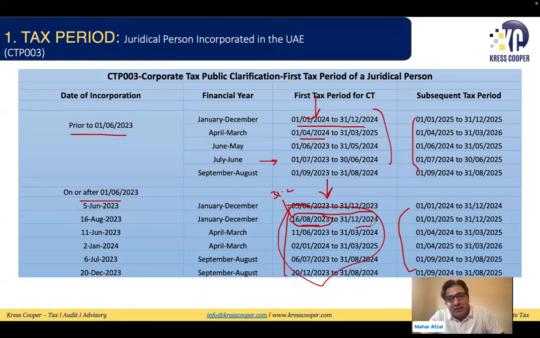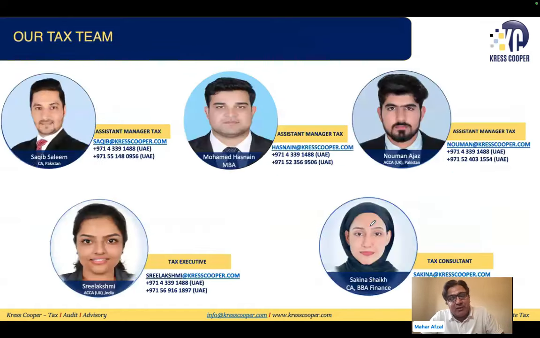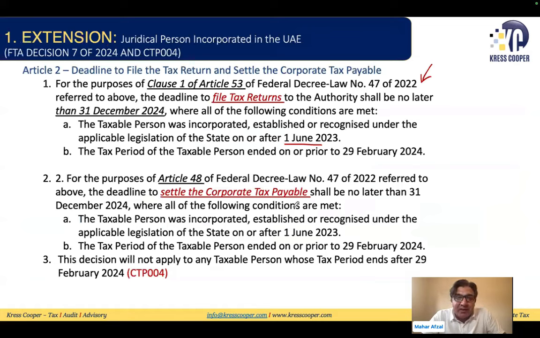Where there is a shorter tax period, meaning less than 12 months, assuming the company has been set up after 5th of June, and they are closing their books by 31st December 2023, their tax period will be almost the same. Within 9 months means, if their financial period is ending on 31st of December and the tax period is also ending on 31st of December, they are not changing the tax period, then within 9 months means by 30th September 2024, they need to submit the tax return.